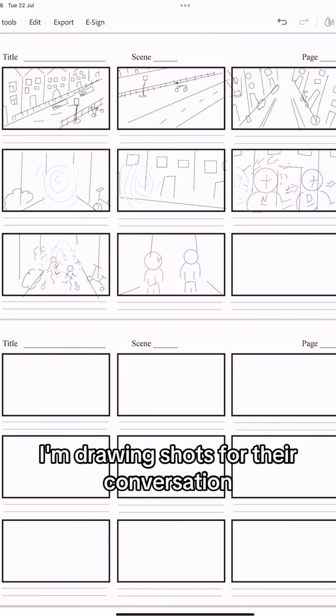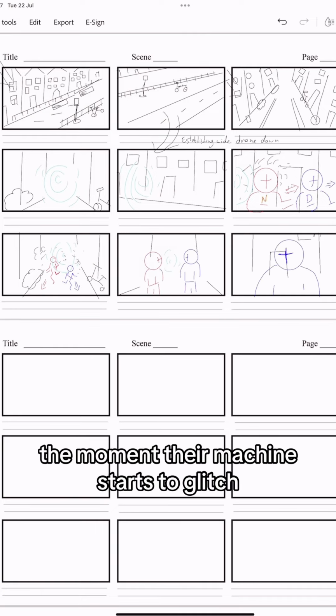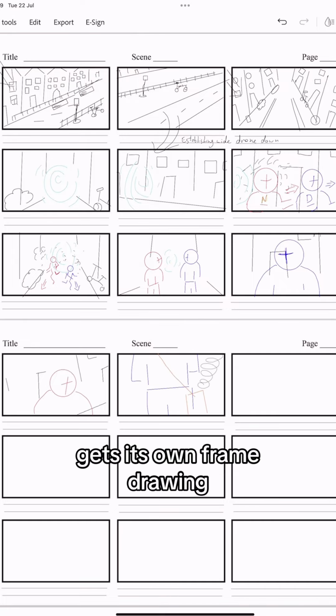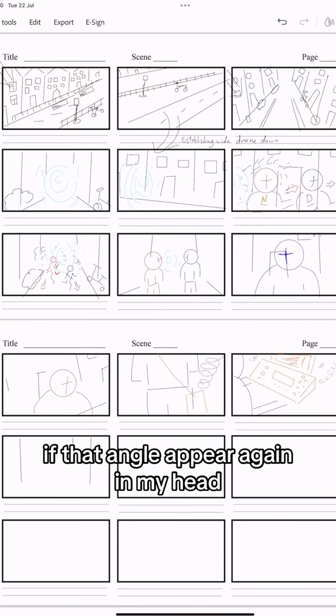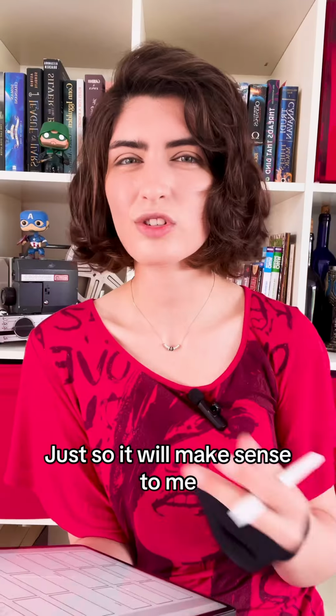I'm drawing shots for their conversation, the moment their machine starts to glitch. Every moment that I think needs attention or its own shot gets its own frame drawing. I personally would draw again the same shot if that angle appears again in my head in the order of the story, just so it will make sense to me.